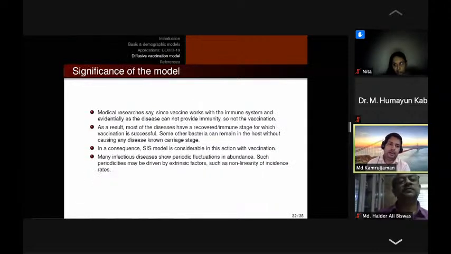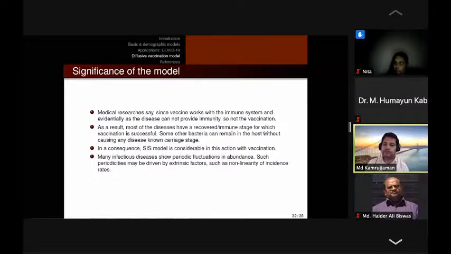Okay. So the significance of this model, especially the last model: medical researchers say that since a vaccine works with the immune system, and evidently as the disease cannot provide immunity, the vaccination does not work either. That means when some population is already infected, at that point the vaccine most probably does not work. At the second point, most of the disease have a recovered immune system, for which vaccination is successful. Some other bacteria can remain in the host without causing any disease, known as carrier strains. In consequence, that model, the extended SIS model, is considerable in this action and vaccination.